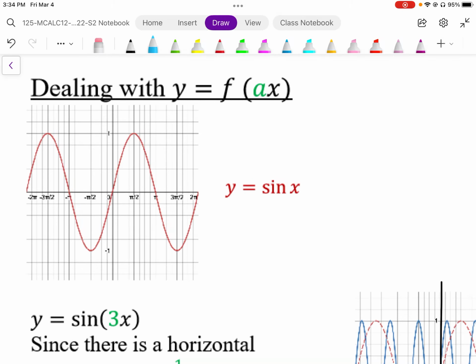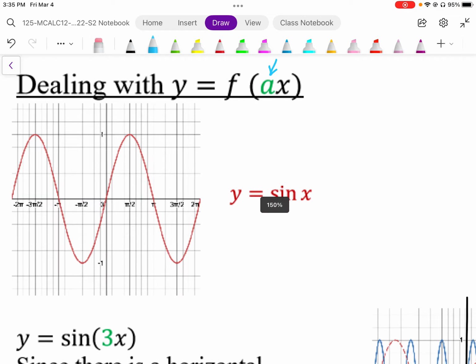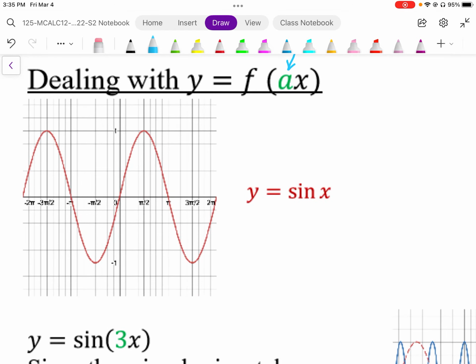We are looking at f of ax, which is a horizontal compression on the function f of x. We're going to look at what this does to the graph of the function and what this does to the derivative. So we're looking at an example here of y equals sine x. This is a sine x graph that we have here, and we're going to see what happens when we do a horizontal compression of sine 3x.